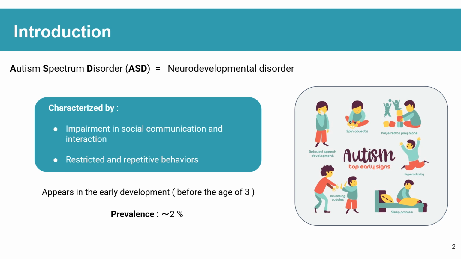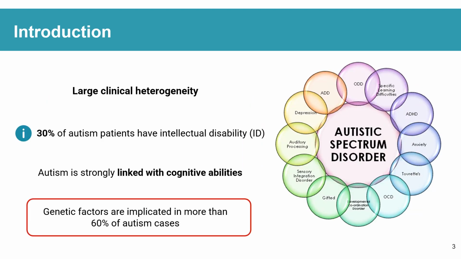This disorder often appears in early development and has a prevalence of 2% in the general population. Autism is often referred to as an autism spectrum disorder because it has a large clinical heterogeneity and often co-occurs with many comorbidities. For example, 30% of autism patients also have an intellectual disability. Genetic factors are known to be involved in 60% of autism cases, and many causal variants have been identified.